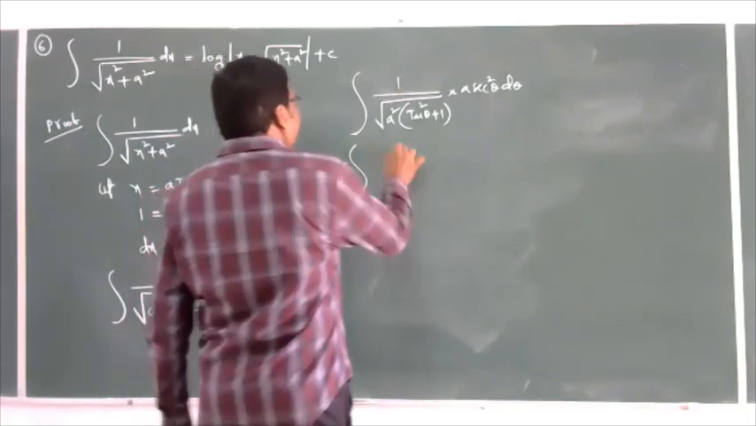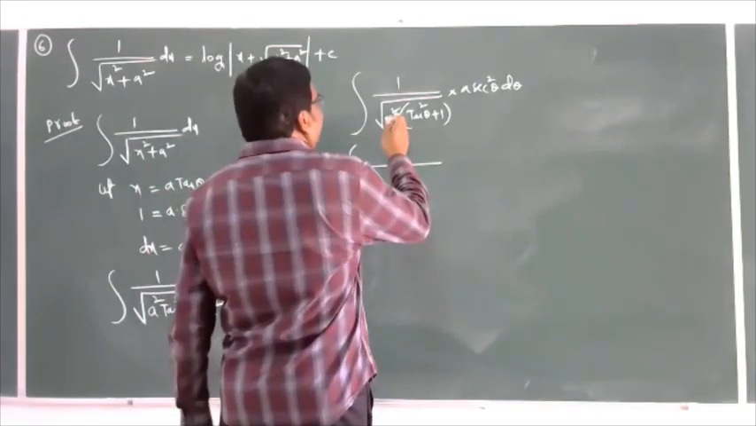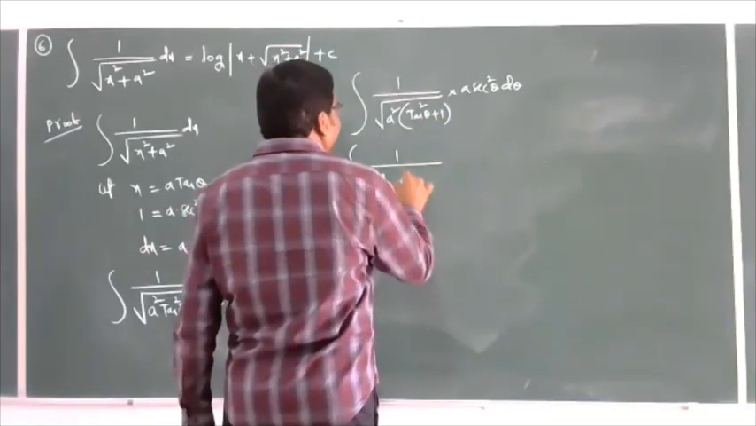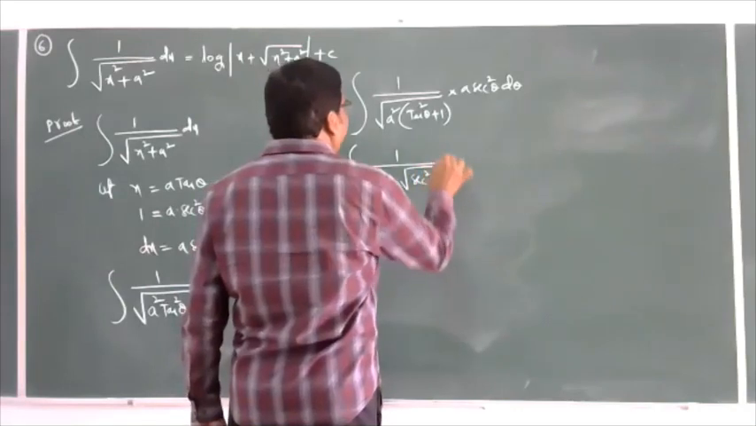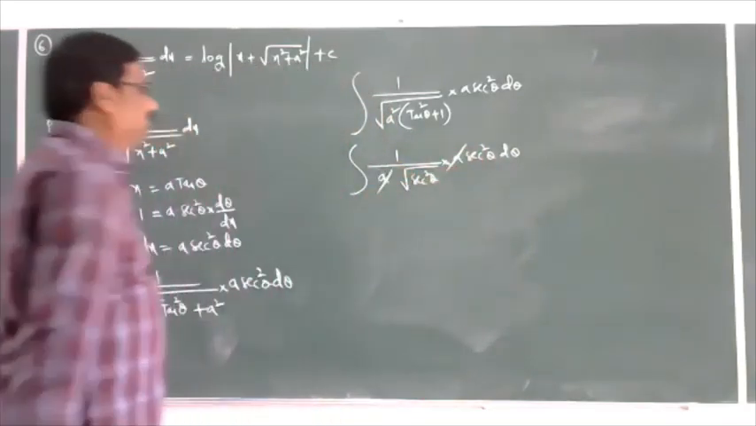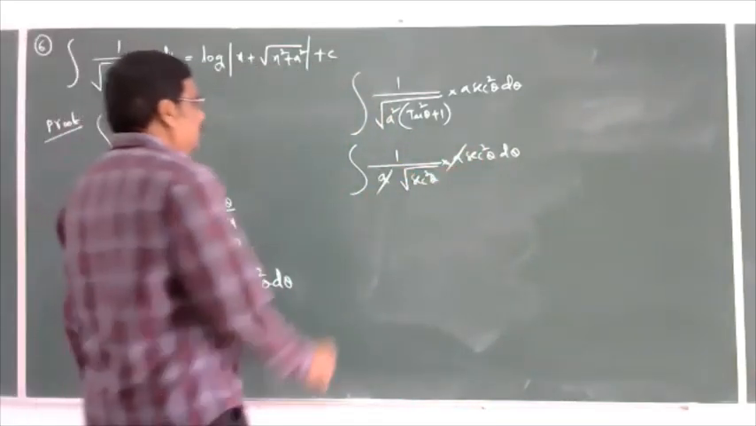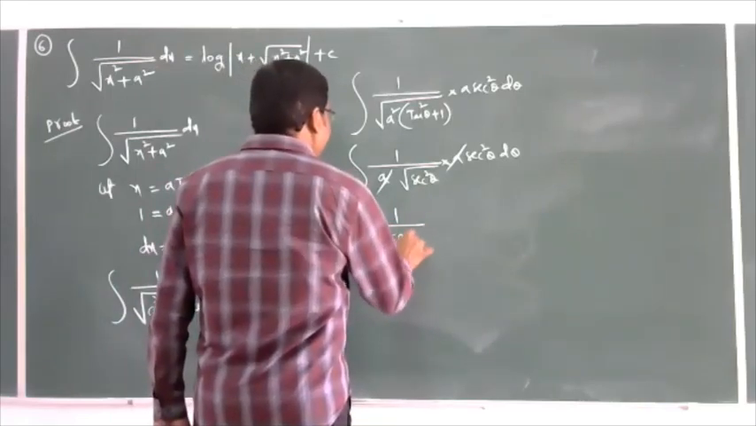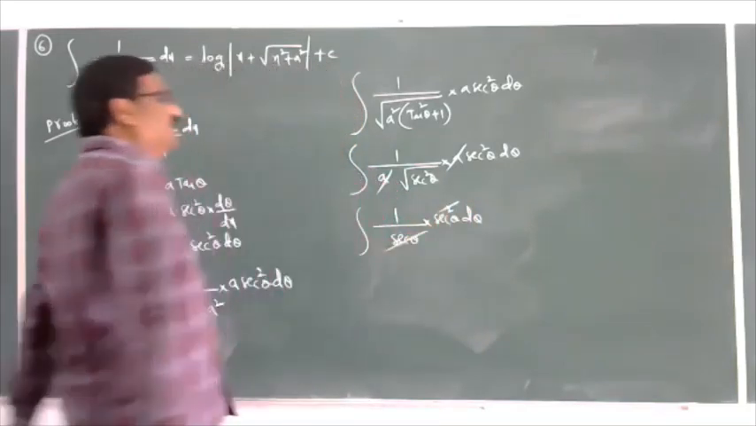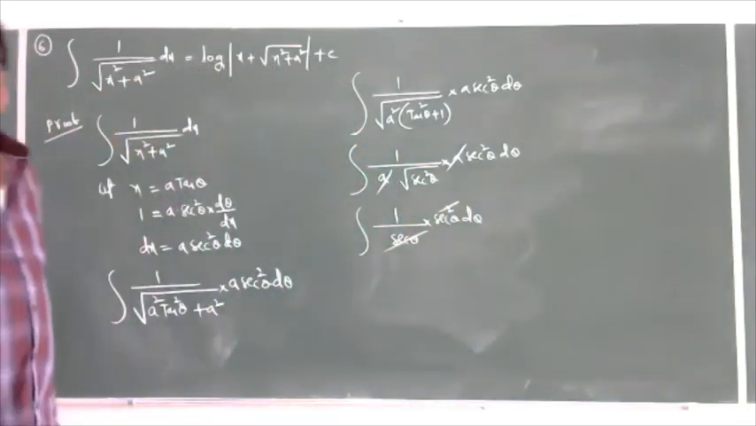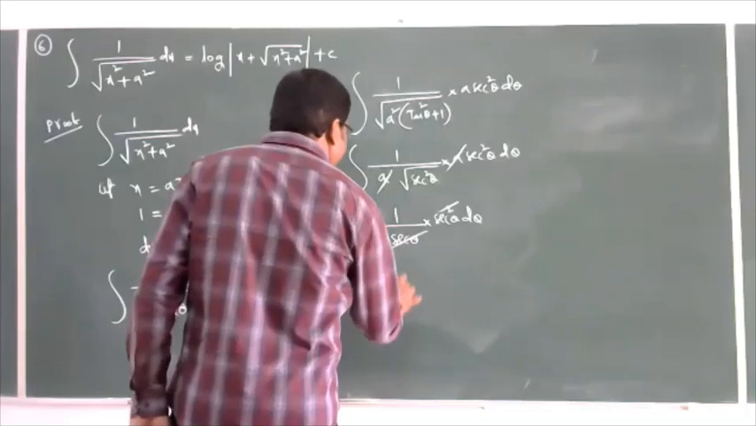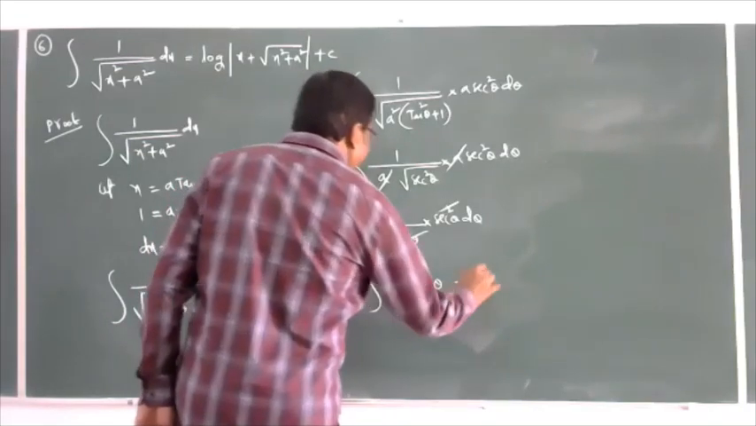Here, integral of 1 by root of a square. Root of a square is a. 1 plus tan square theta is secant square theta. That is root of secant square theta into a into secant square theta d theta. Here a cancels. That is integral of 1 by secant theta into secant square theta d theta. One secant theta cancels. That is integration of secant theta d theta.